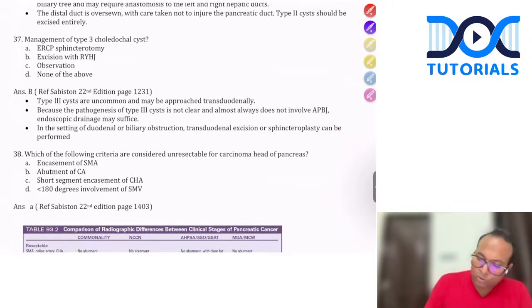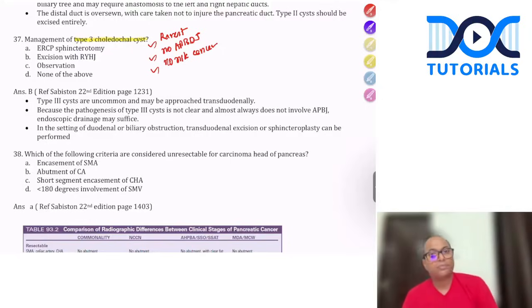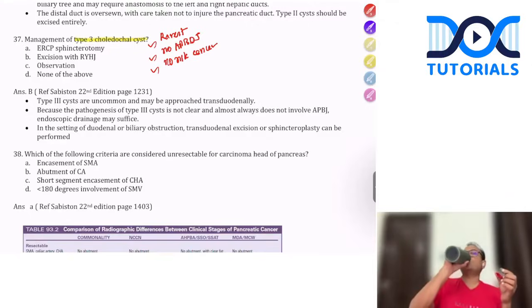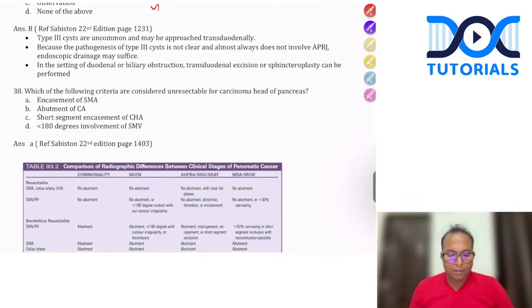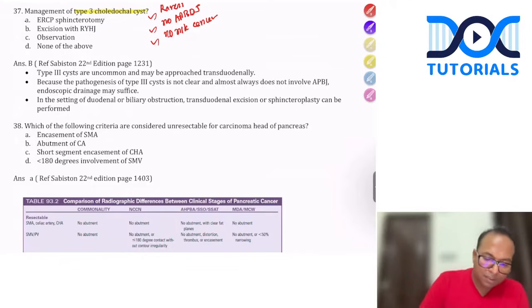So the same other question was there. Type 3 choledochal cyst, very important. Type 3 choledochal cyst is the rarest of all the choledochal cysts. It does not have an anomalous pancreatic bile duct junction. So no risk of cancer. So please understand: rarest, no anomalous pancreatic bile duct junction. There is no risk of cancer in type 3 choledochal cyst. Therefore, just doing a sphincteroplasty is enough. Endoscopic drainage and sphincteroplasty is enough. A transduodenal excision and sphincteroplasty can be enough for type 3 choledochal cyst. So here the answer is ERCP and sphincterotomy, option A.